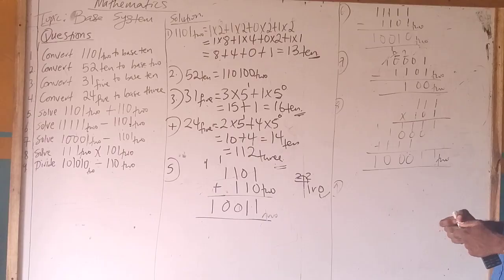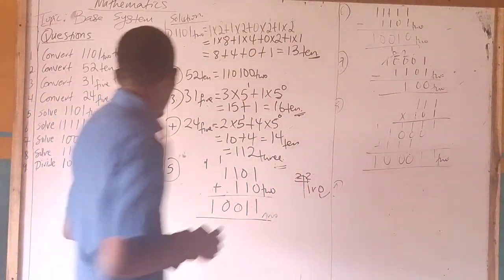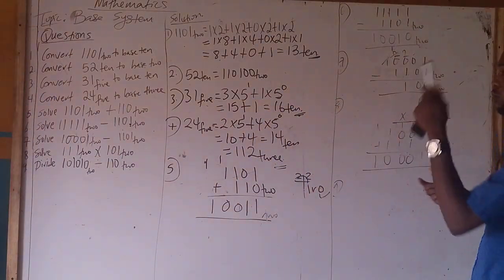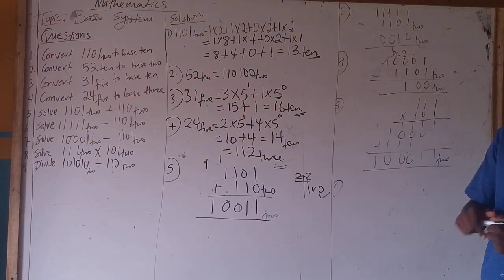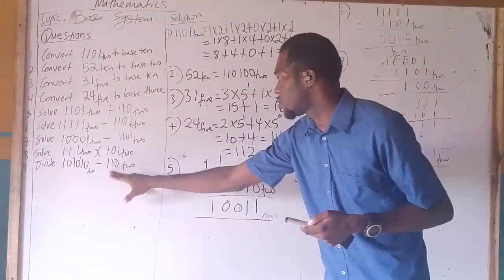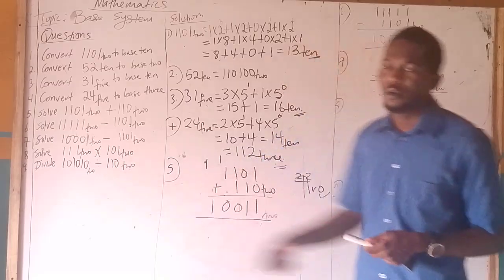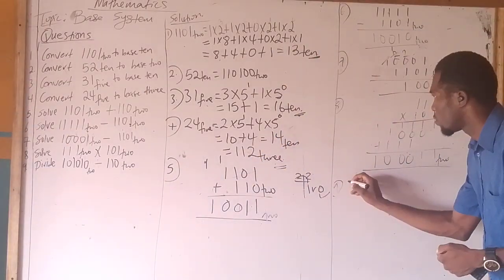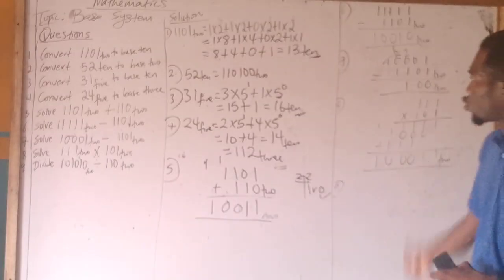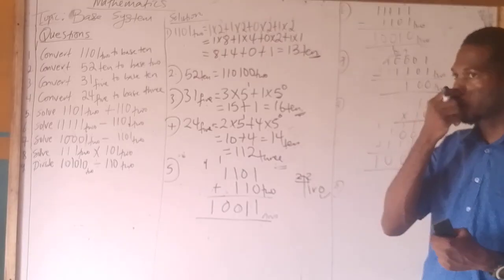Then for number 9, which is the division, we have 110 divided by 10. This is base 2, so we call it 110. So we have 10. For us to do this work, there are two methods. We can use the long division method.